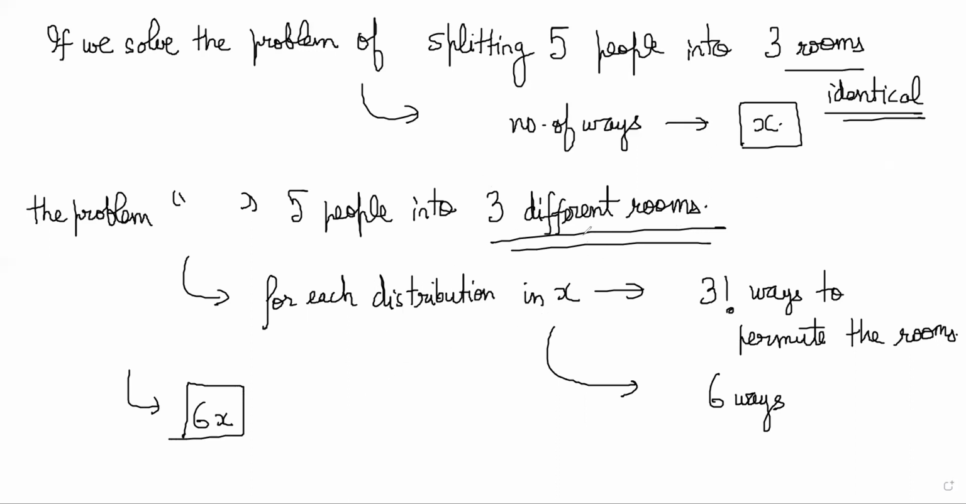So what we need to do is to learn how to solve this problem. If we know how to solve this problem and find x, then we'll be able to do the problem when the rooms are all different, right? That will be just 3 factorial times x. So that is what we will discuss in this video. This situation happens so often that it is given a special name, and it is called a partition. So let's look at the definition of what is a partition.